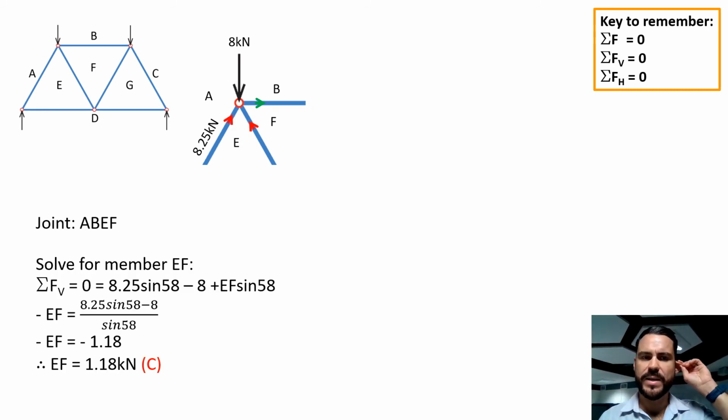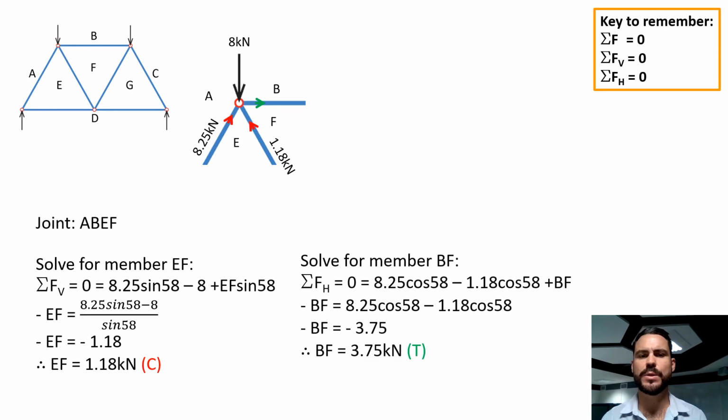Solve for member EF, and the reason we're solving for member EF is because we're looking at the sum of forces in the vertical. We work our way through the equation, like I've shown there, and therefore we end up with 1.18. It's a positive value. Those negatives have cancelled each other out, so we end up with a positive value, which again validates that our initial prediction of compression is correct. So there's our 1.18 kilonewtons.